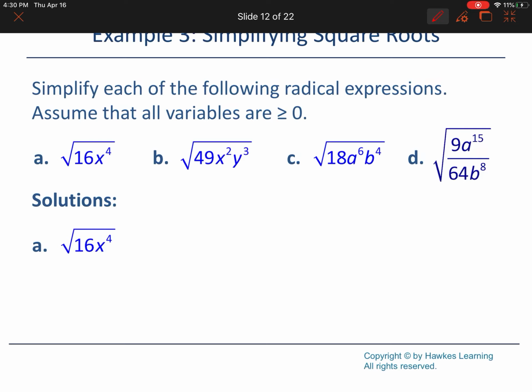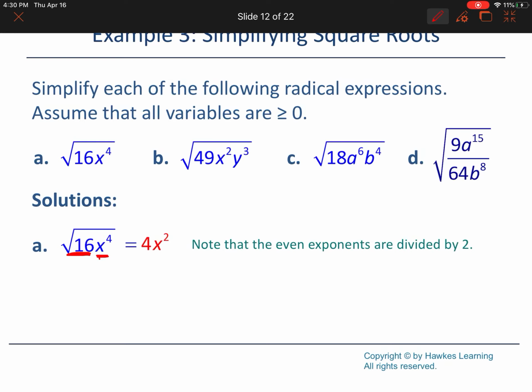Okay, so the first one here, square root of 16x to the 4th. We look at the 16, which is already a perfect square, and we look at this x to the 4th. The square root of 16 is 4, and the square root of x to the 4th is x squared.